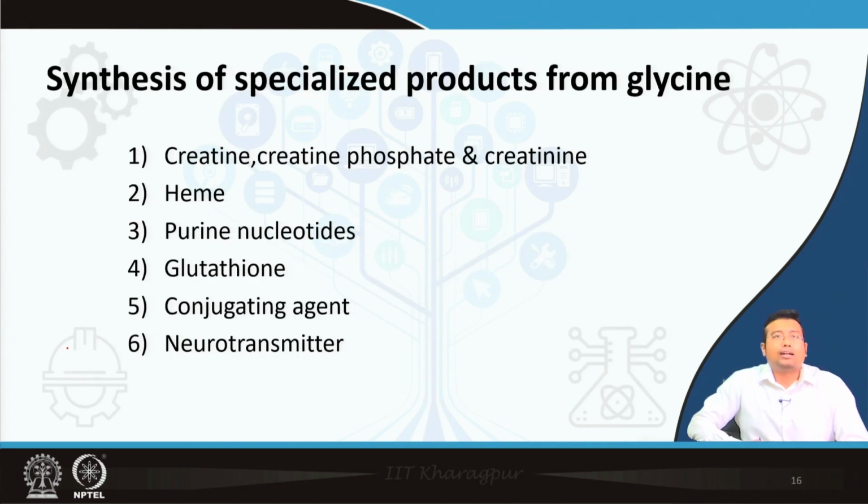So, now we are dealing with the specialized products from glycine. Specialized products from glycine are many, and we will also be discussing the role of glycine along with them. They are creatine, creatine phosphate and creatinine, heme, purine nucleotides, glutathione, how glycine acts as a conjugating agent, role of glycine in protein, and neurotransmitter. So, let us discuss it one by one.